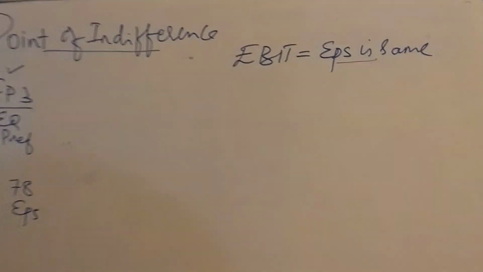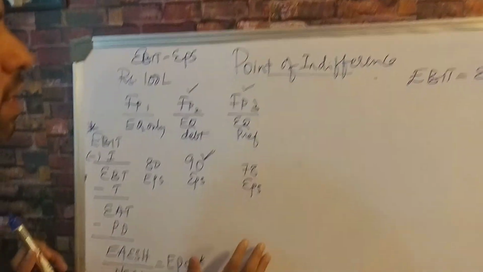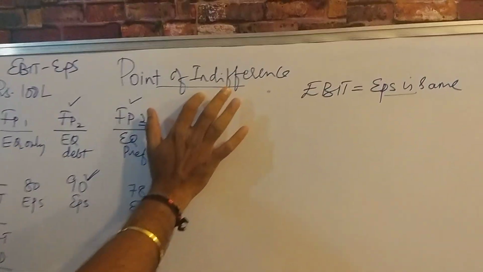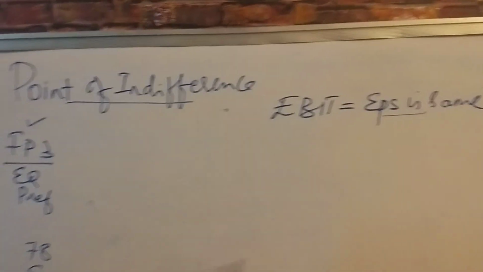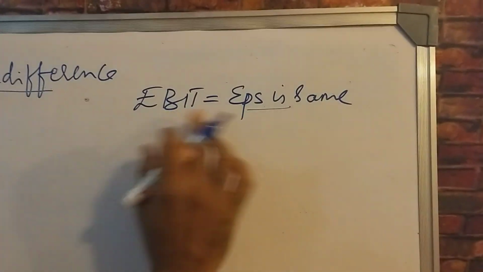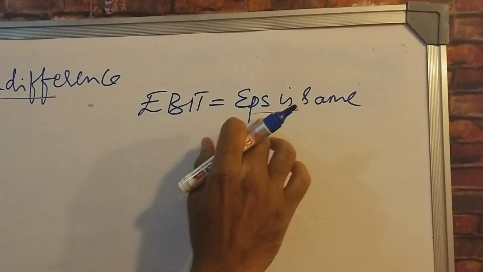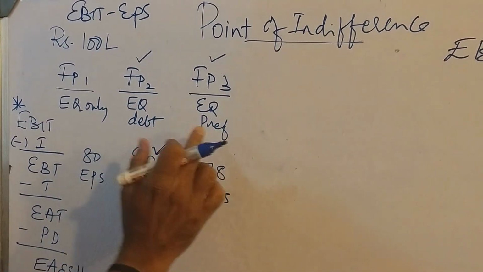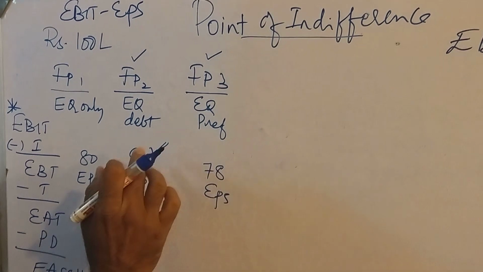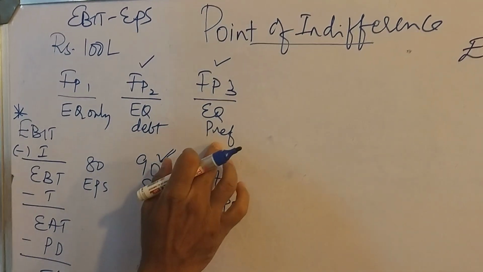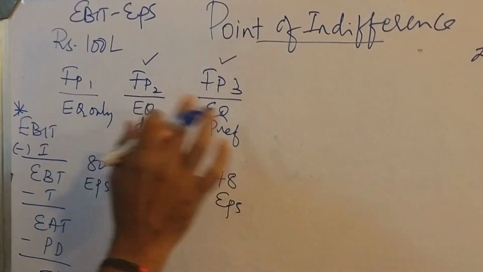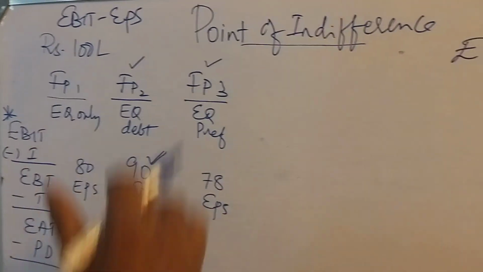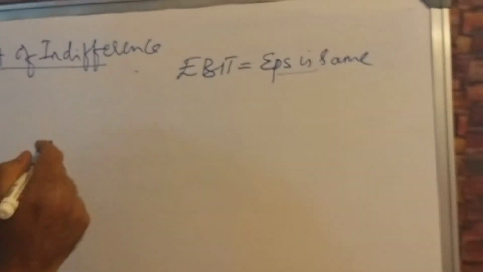So let's quickly recollect it. This entire thing is called EBIT EPS analysis. What are we talking about in today's class? We are talking about point of indifference. What is a point of indifference? It is that level of EBIT at which the EPS is the same. So two financial plans we are going to consider and equate them at that particular level of EBIT. Both EPS will be the same. So it will not make a difference whether I choose financial plan 2 or financial plan 3 in this example. Now, how do I get this formula for point of indifference?